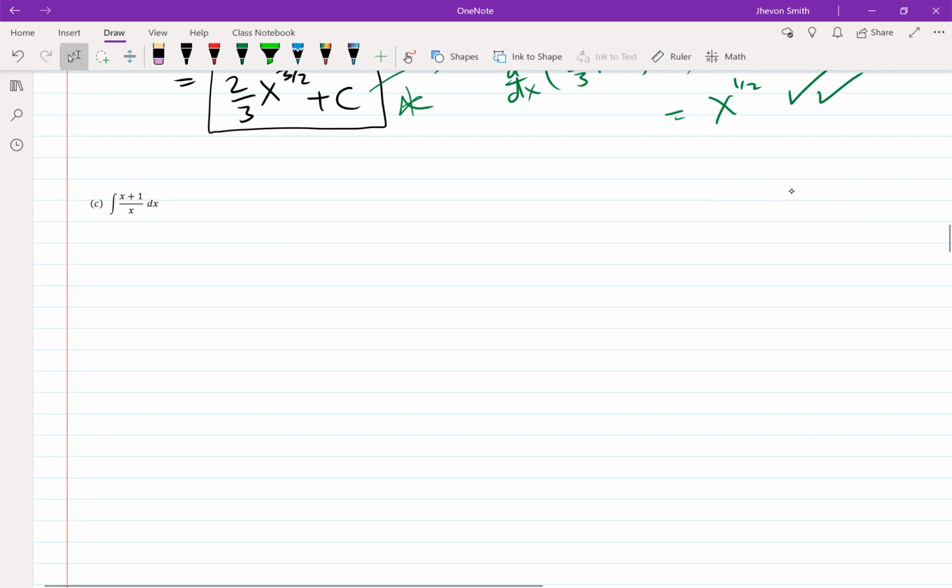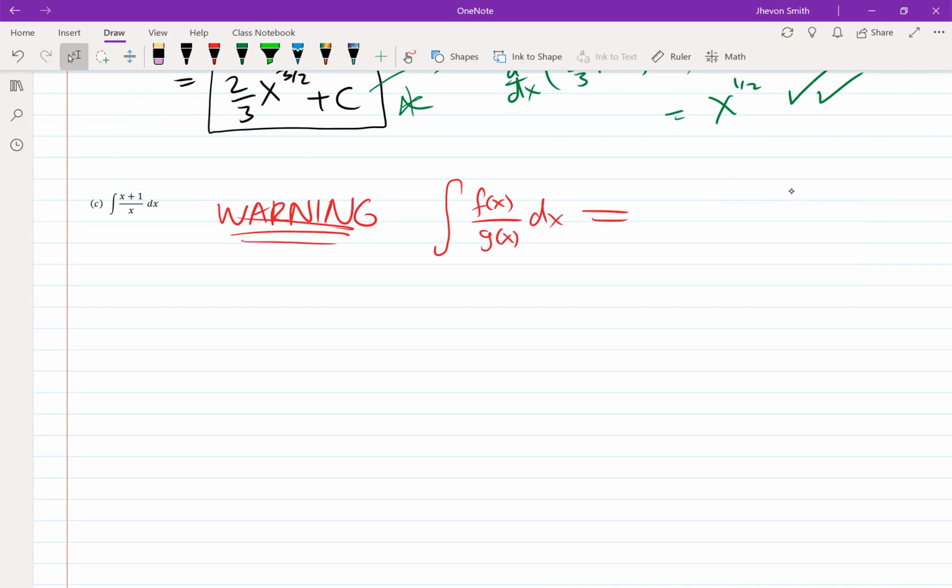So, warning. Let me just lead with that here. If you want to find the antiderivative of a division, right? Let's say there's one function on top of another one. It is not just finding the antiderivative at the top and then finding the antiderivative at the bottom, right? This is wrong. That is not what you want to do.